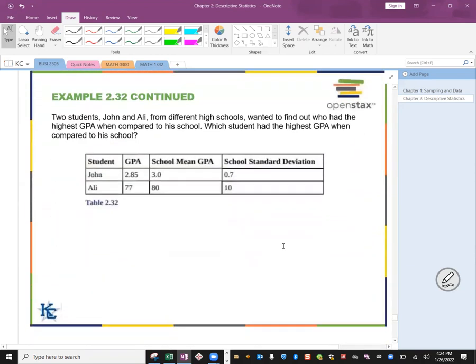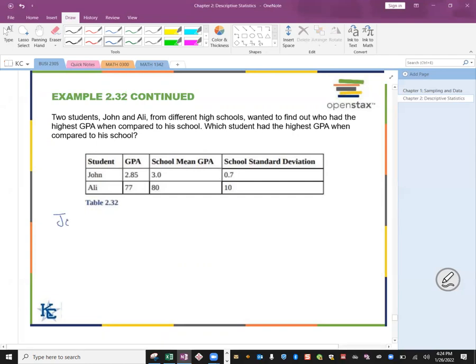Okay, so we're going to use this to help us decide who did better in their GPA. So 2 students, John and Allie, from different high schools wanted to find out who had the highest GPA when compared to his high school. Which student had the highest GPA when compared to his high school? So we are going to use z-scores.